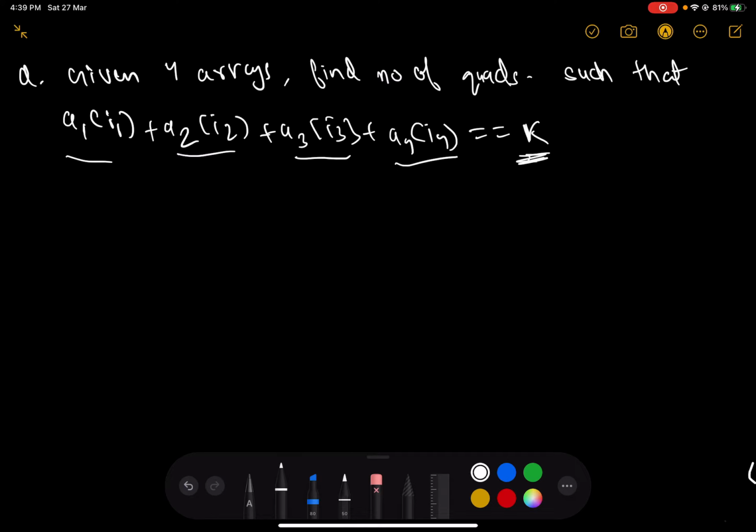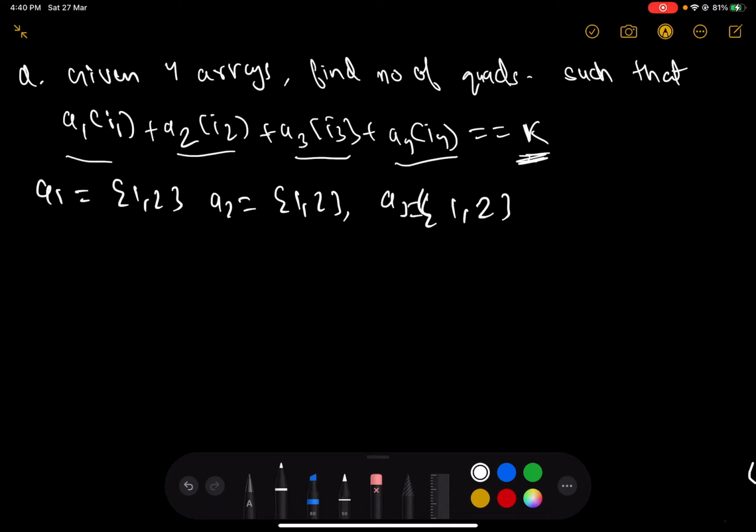Alright, so let's understand the problem with the help of an example. Let's say A1 is equal to 1 2, A2 is equal to 1 2, A3 is 1 2, and let's say A4 is the same, and the target value of k is equal to 5. So the number of quadruples such that A1[I1] plus A2[I2] plus A3[I3] plus A4[I4] is equal to 5 is equal to 4.